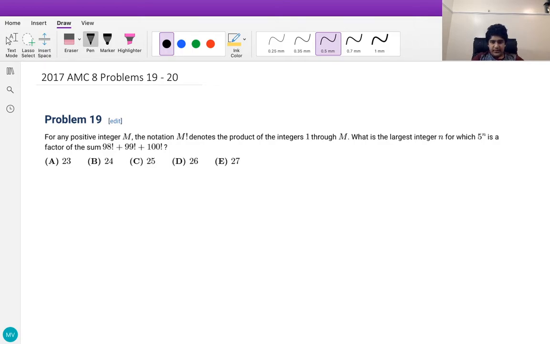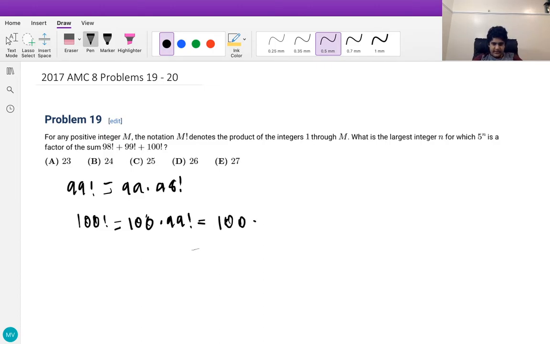Now, in problems where you're supposed to find the highest power of a prime that divides a sum, the first thing that we always have to do is factorize the sum. Otherwise, it will be nearly impossible to find the number of factors of 5 in the sum. So, to do this, we note that 99 factorial is 99 multiplied by 98 factorial, since the integers 1 through 99 are just the integers from 1 to 98, with the 99 tacked on. Similarly, 100 factorial is equal to 100 times 99 factorial, which, as we showed earlier, is 100 times 99 times 98 factorial.